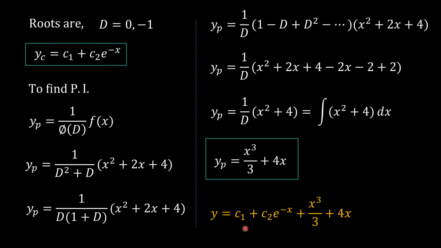Therefore it is c1 plus c2 e raised to minus x plus x cube upon 3 plus 4x, which is the required general solution. So see how simple this example is. Let us see one more example.